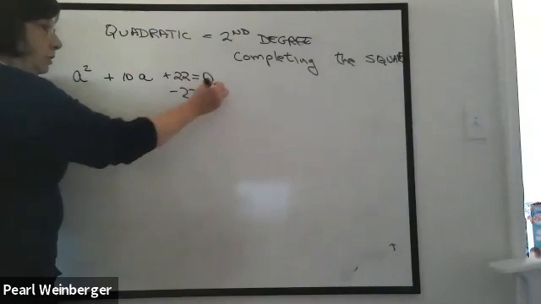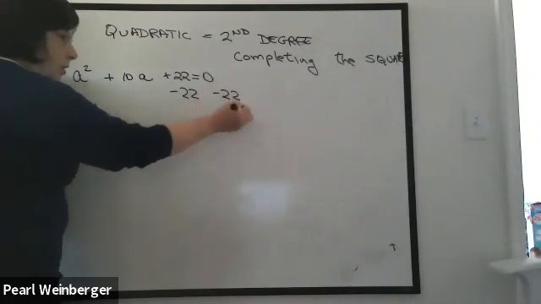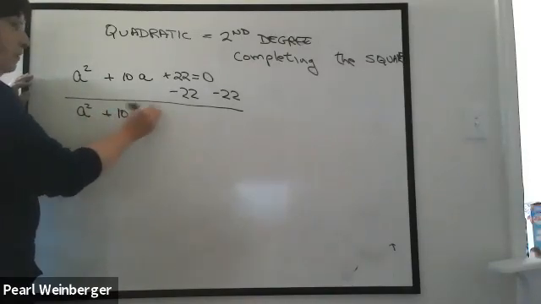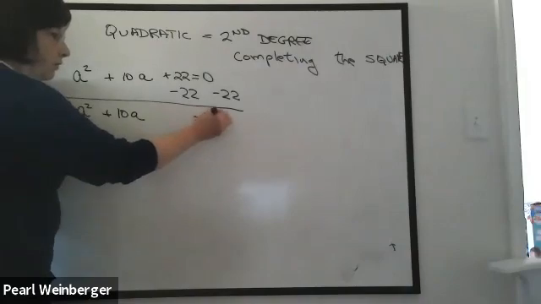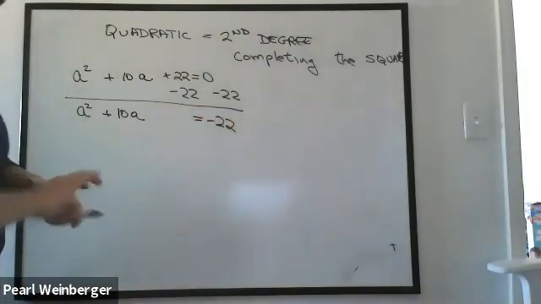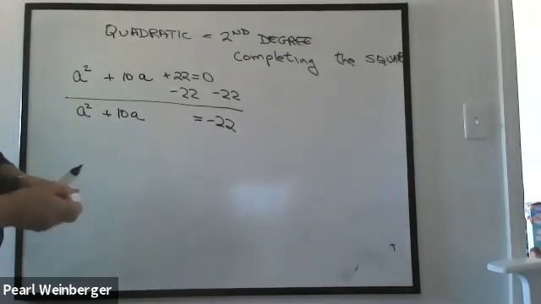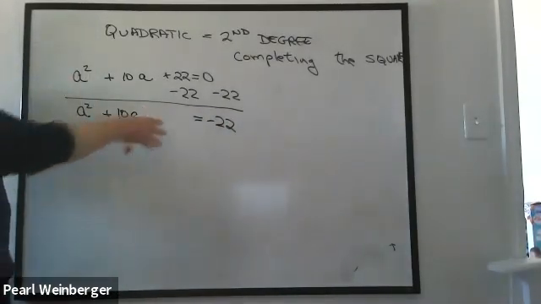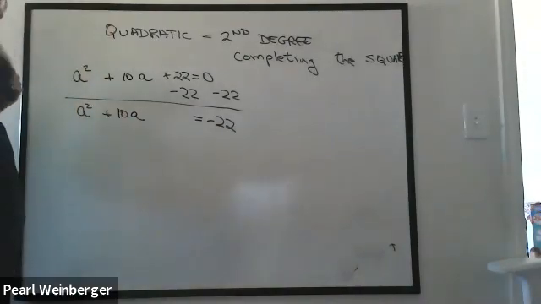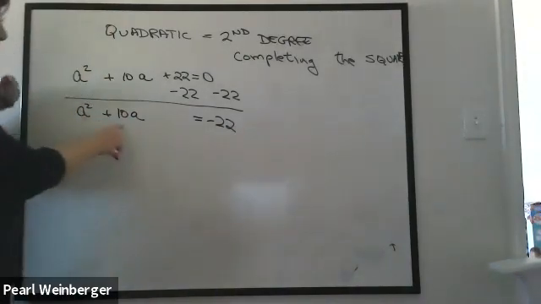I'm going to bring the 22 to the other side, which will give me a squared plus 10a equals negative 22. Now remember, you always want to leave a space because we're going to be completing the square. We're going to be adding something to make this binomial into a perfect square trinomial.